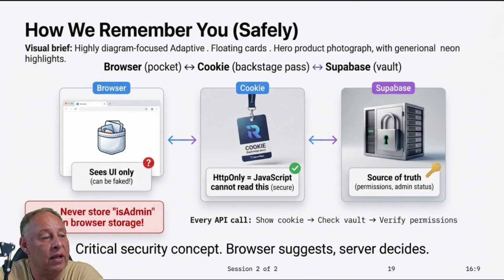So the critical security concept here is the browser will suggest something. You say, this user, is he logged in? Because if he's logged in, then I can show him his user profile and I can get him to check out. The truth, however, is stored in Supabase in what's called a session table. So let's look at how all this works together.